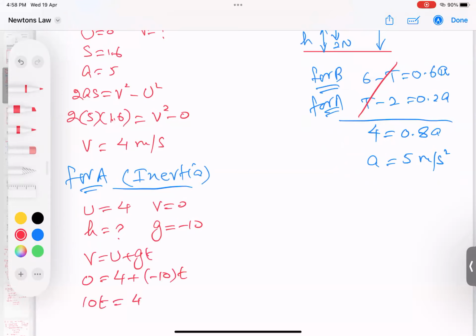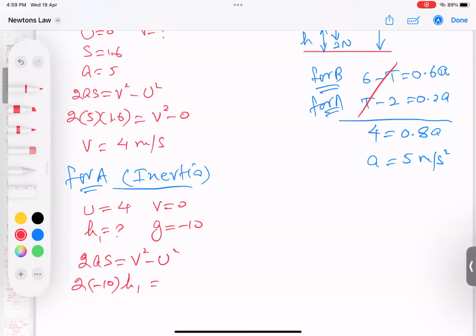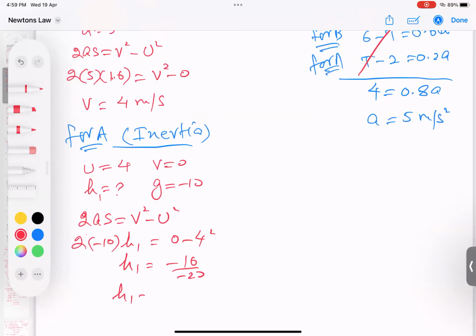Oh, sorry, wait a minute. I need to find height. Why am I using this formula? Sorry for the students. I have to use the other one, 2as, that is easy. 2as equals v squared minus u squared. 2a is negative 20, h is my target, I gave the name h1, last velocity is 0, and u is 4. So h1 becomes negative 16 divided by negative 20, which is 0.8. Let me recheck: 16 divided by 20, yes, 0.8, correct.